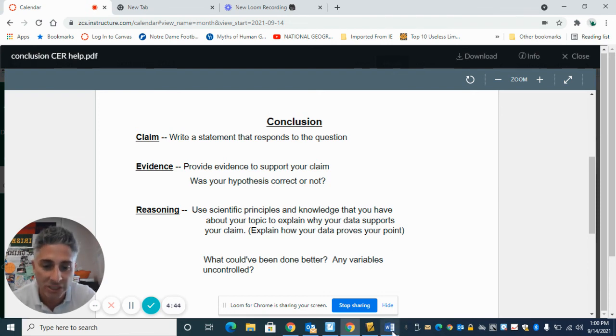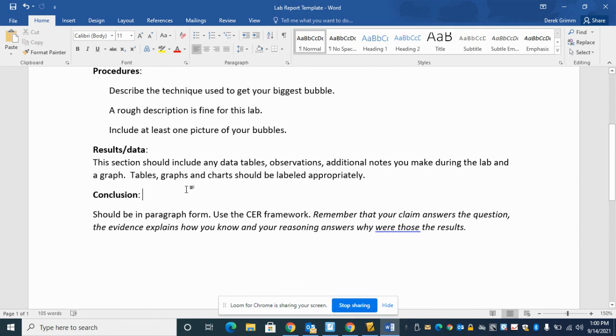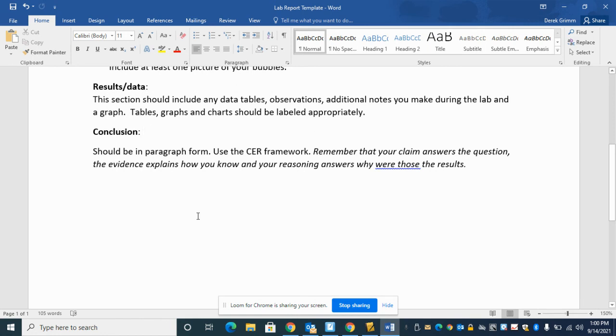So ladies and gentlemen, just to recap, you need to have your entire lab report completed. Use this as your guide to complete. And then when you're done, we will talk about this, have this complete when you walk into class on Thursday. If you have any questions at all, please don't hesitate to email me, and I'll get back to you as soon as possible.